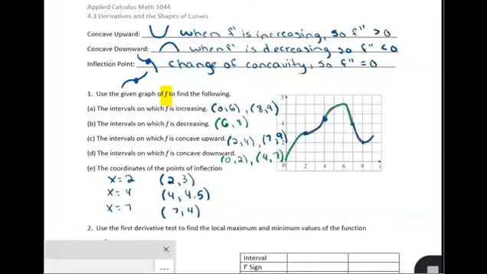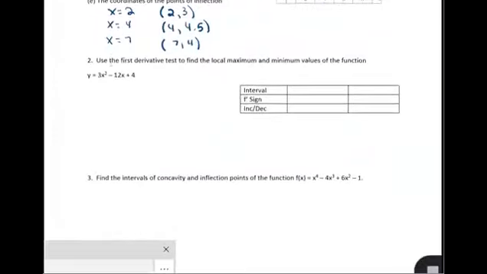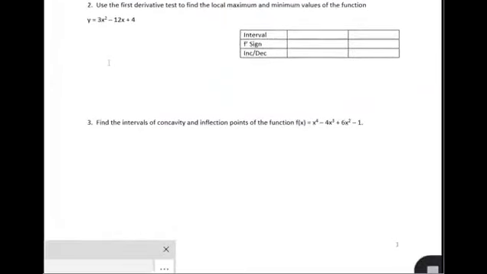So let's see if we can use all this and solve question 2. Question 2 is asking us to use the first derivative test to find the local maximum and minimum values of this function. So the first derivative test, what that means is we are going to figure out intervals where something is happening on our curve. Then we're going to figure out the sign of the first derivative. And by sign, I mean, is it going to give us a positive number or a negative number? And that's going to tell us if it is an area of increase or an area of decrease.